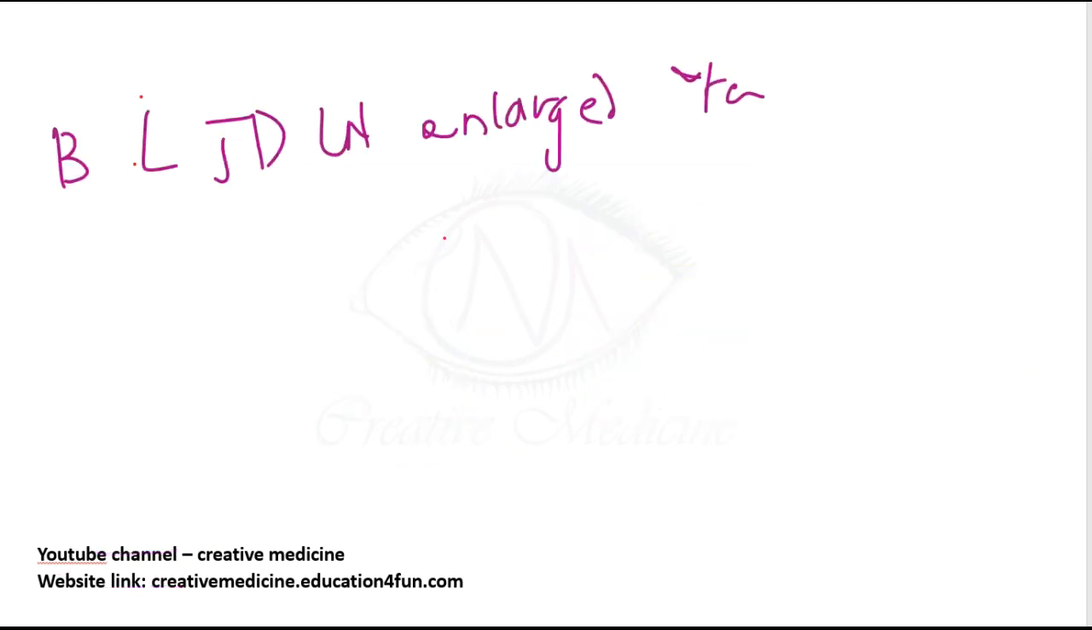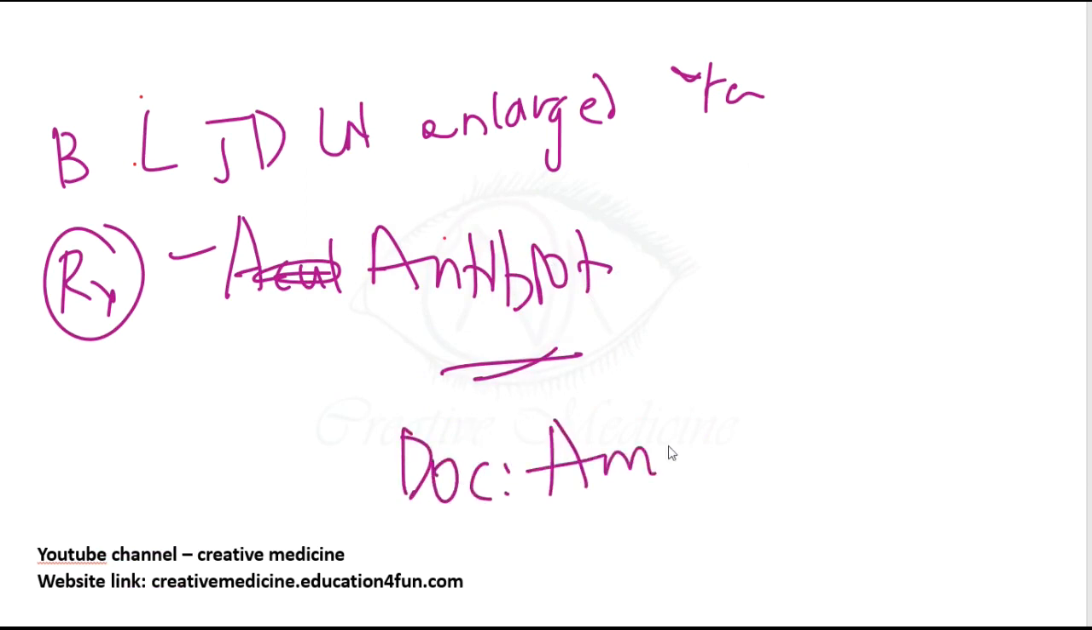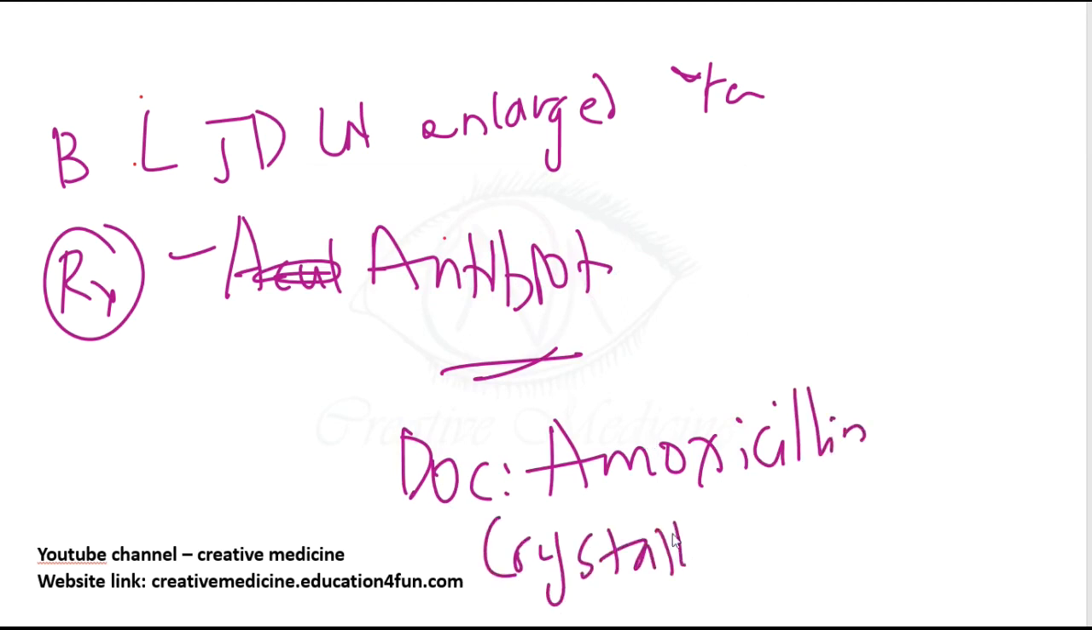Now, treatment. Because it is an acute condition, you should not do tonsillectomy in acute conditions. So you should give antibiotics to the patient. The drug of choice for acute tonsillitis is amoxicillin. You can also give crystalline penicillin. It is given for 7 to 10 days.